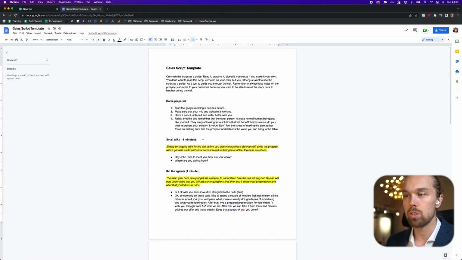That's it. Small talk. The first thing that you do when you jump on a sales call is have a 1 to 3 minute small talk, some personal talk. Simply set a good vibe for the call before you dive into business talk. Be yourself, greet the prospect with a genuine smile, and show some interest in their personal life.